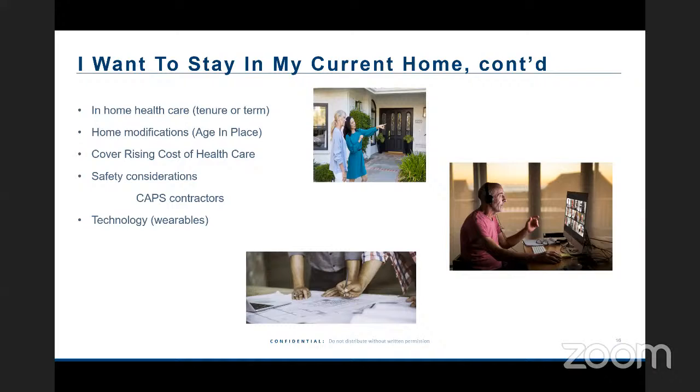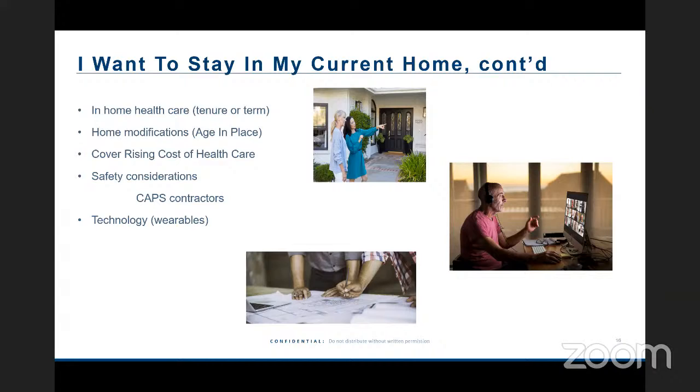I am the president of StepSmart, which is a fall prevention nonprofit located here in Southwest Florida, where I live. And we do presentations to communities and other groups about the importance of fall prevention. And this is one of the biggest safety considerations for someone who wants to stay in their home. Is their home safe over the long term?